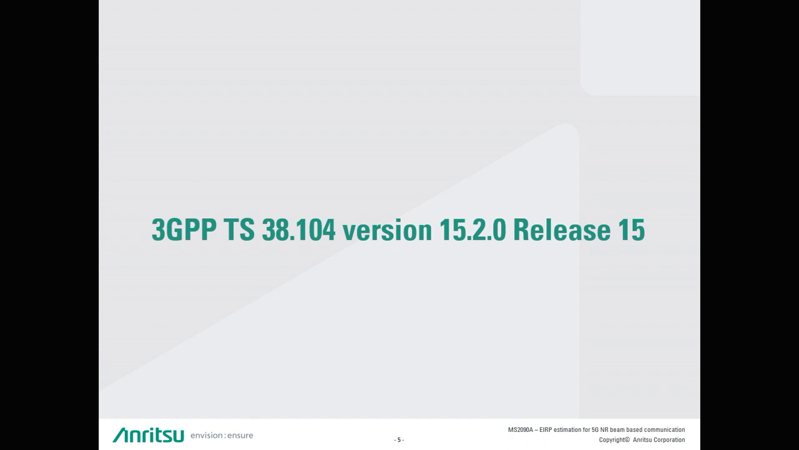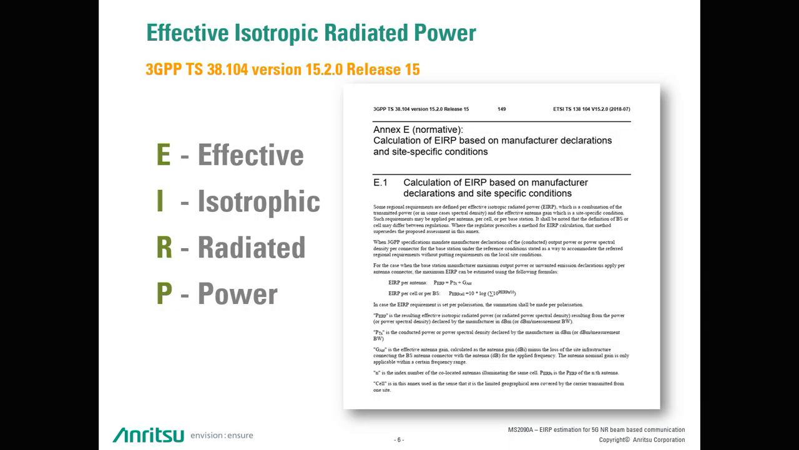Effective isotropic radiated power as it is defined by the 3GPP 5G New Radio Release 15. The 3GPP Technical Specification 13.104 Release 15, Base Station Radio Transmission and Reception, outlines in Annex E the calculation of the effective isotropic radiated power based on manufacturer declarations and site-specific conditions.